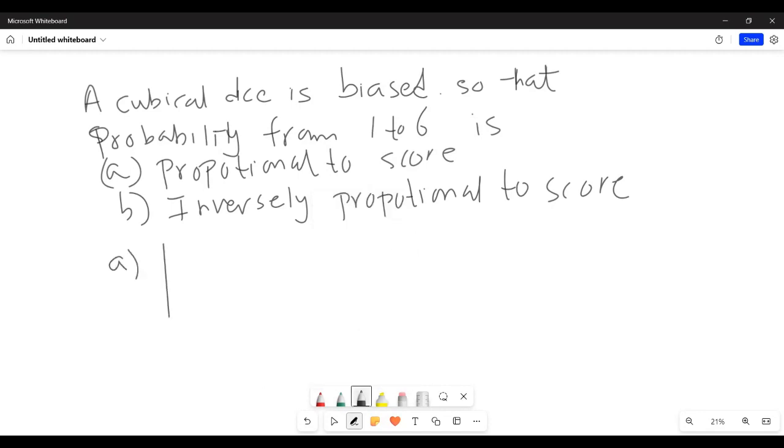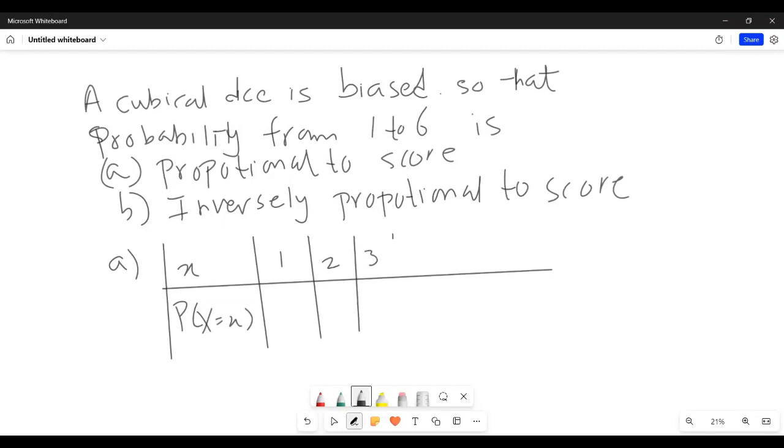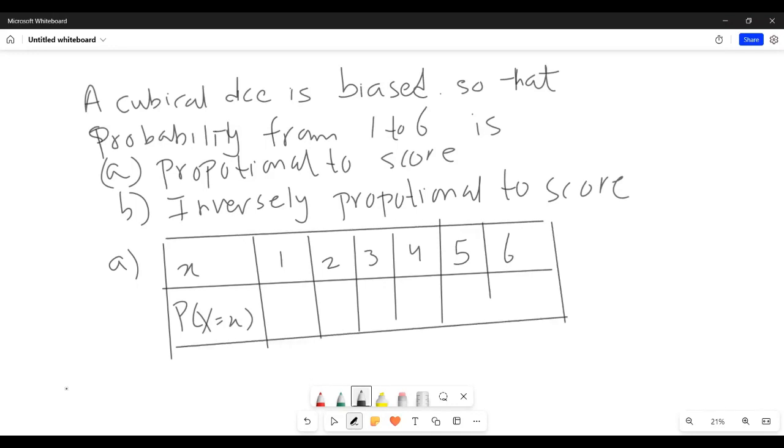So we formed the probability distribution table. यहाँ पे आ गया x, यहाँ पे probability capital X equals x, यहाँ पे आ गया outcomes 1, 2, 3, 4, 5, 6. Okay. Part A में कहा है कि जो probability it's proportional to the score. That means directly proportional to the score. That means जितना स्कोर बड़ा है उतनी ज्यादा प्रोबेबिलिटी है वो स्कोर आने की.